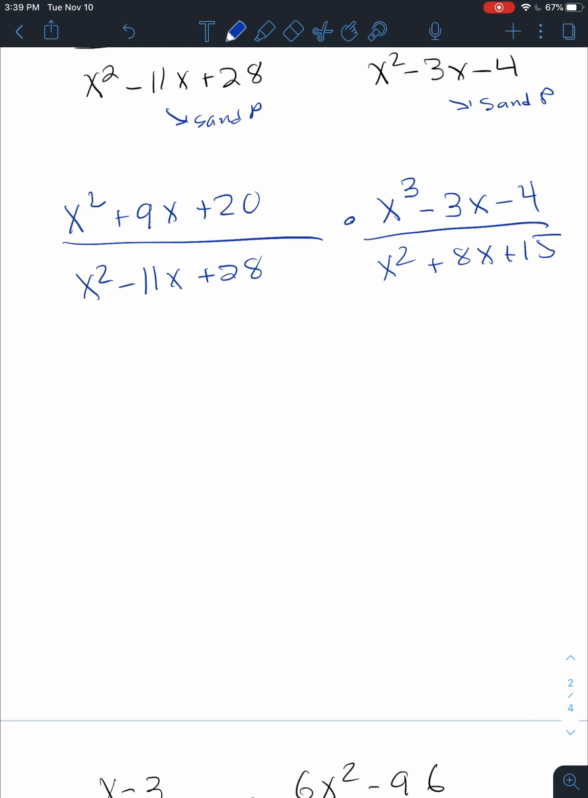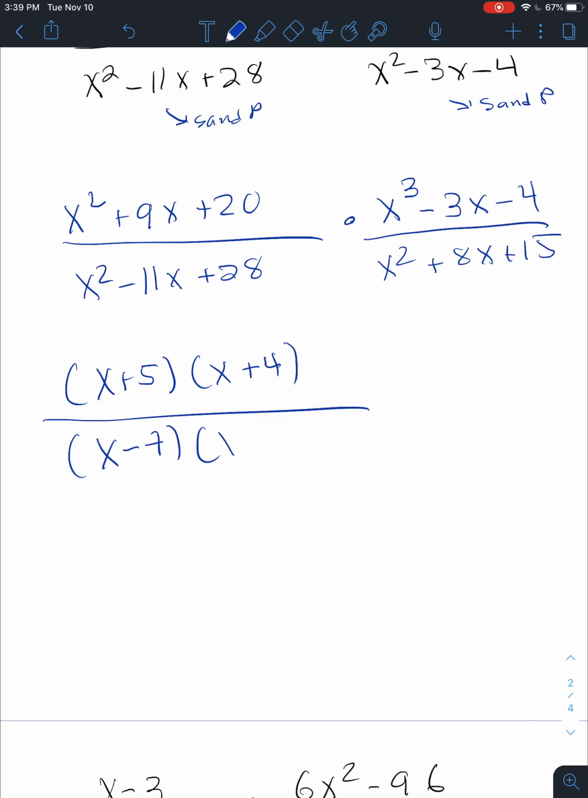And once again, when it comes to speed, it's just practice. What two numbers multiply to 20 and add to 9? Well, that's 5 and 4 because 5 plus 4 is 9, and 5 times 4 is 20. What two numbers multiply to 28 and add to negative 11? Well, that's going to be 7 and 4 that give me 11, but I need to multiply to a positive number and add to a negative number, so it's going to be minus 7 and minus 4.